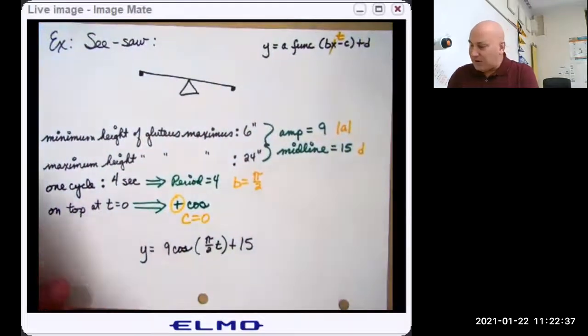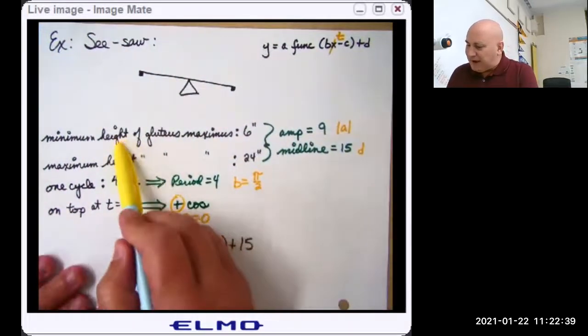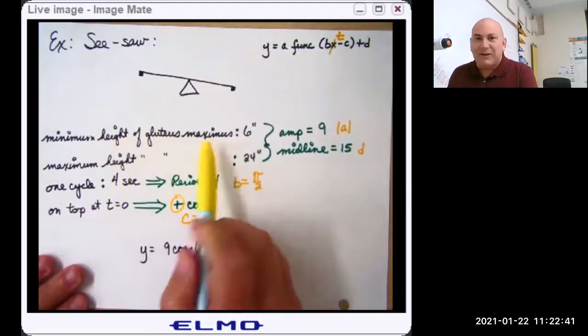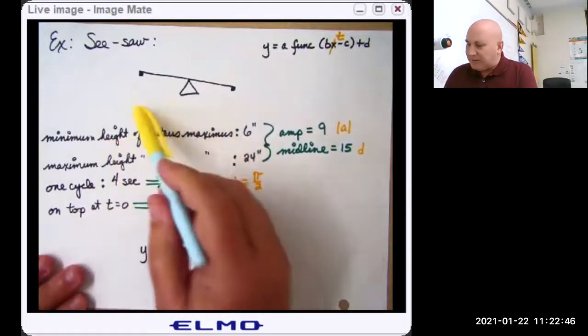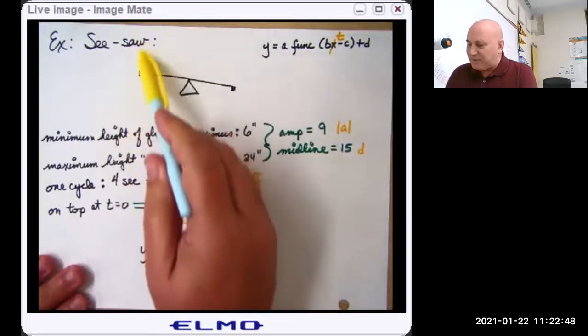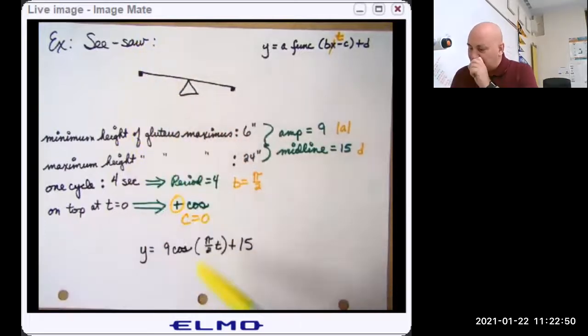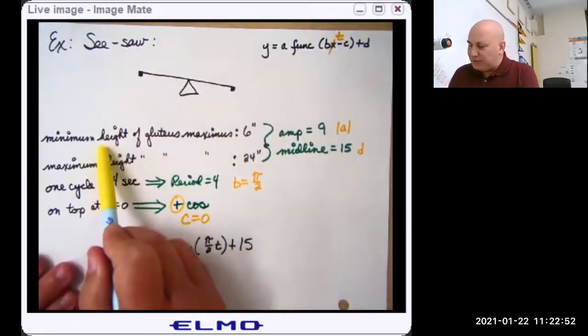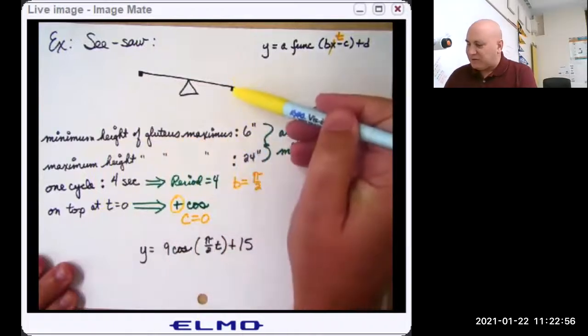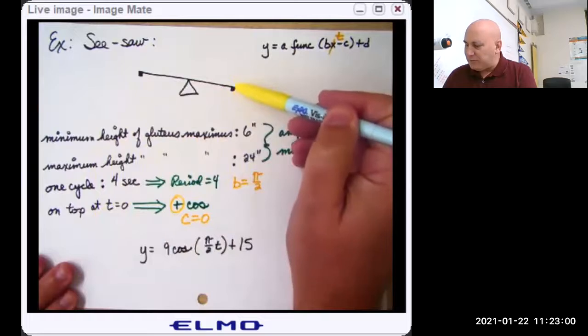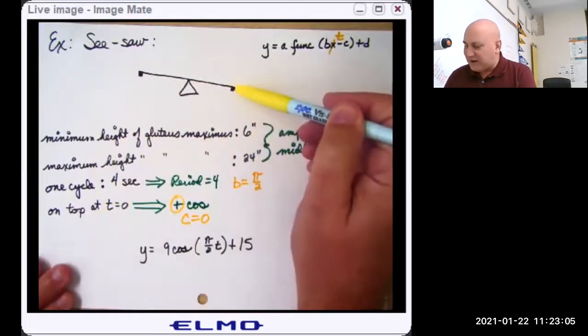So here's the seesaw. We want to measure the height of your gluteus muscle. That's your rear end if you don't know that. As a measure of time as you're going up and down on the seesaw. So you're told that the minimum height of your gluteus is 6 inches above the ground. There's a little piece of wood under there. So your rear end is 6 inches above the ground when the seesaw is down.